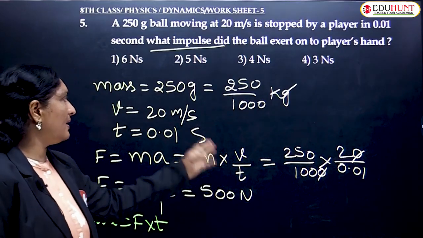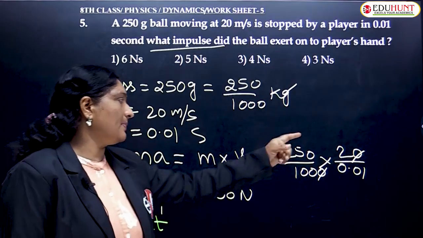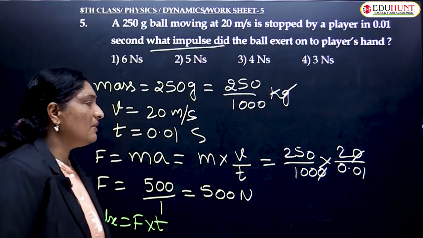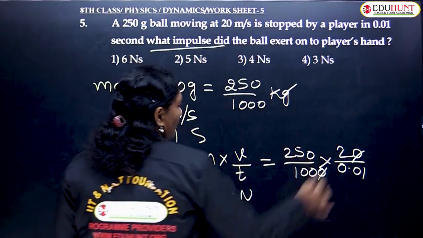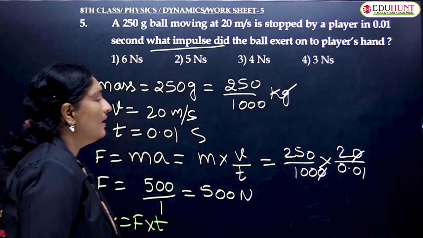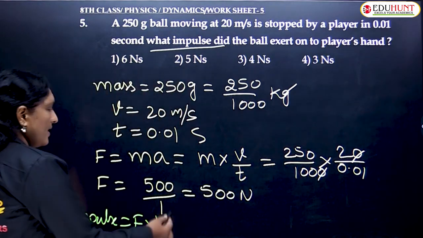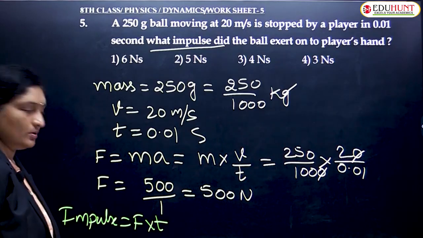Into velocity by time. How much velocity? 20 meter per second. How much time? 0.01 second. Simplify this. 0 gets cancelled. 250 into 2 is 500. Denominator 100 into 0.01 is equal to 1. So 500 by 1, the answer is 500 Newton.